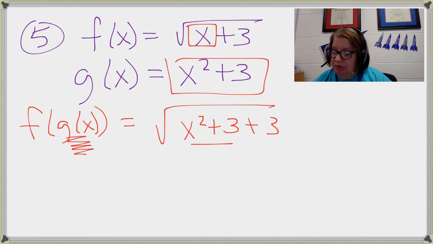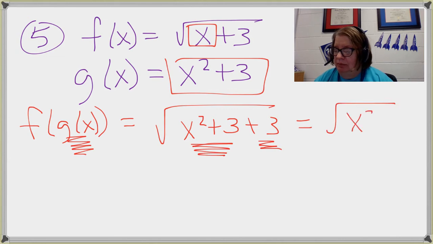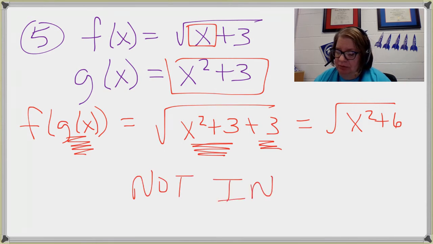Okay, this is what I use to replace the x. This is the rest of that equation. I see 3 plus 3. That doesn't cancel out. Guess what? There's no way that's going to cancel out to just the x because we have that 6 there. These are not inverse functions.